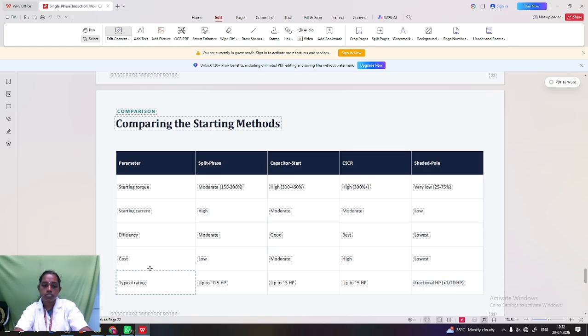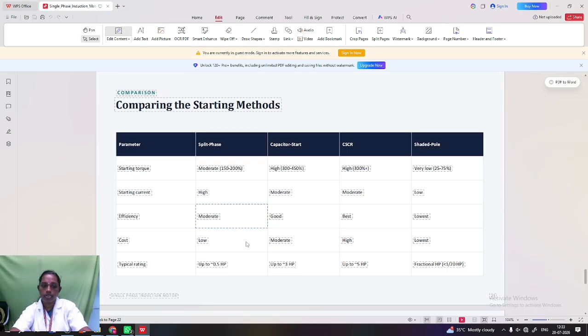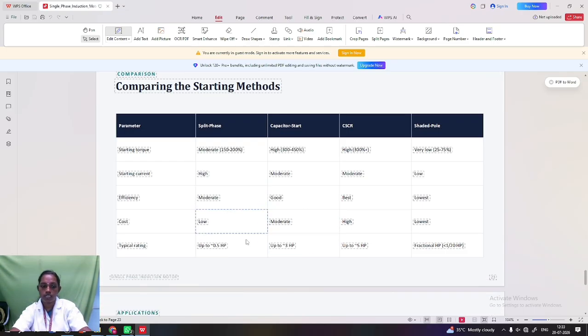Cost: the cost is very low in the shaded pole, low in the split phase, moderate in the capacitor start, but high in the capacitor start, capacitor run induction motor. Efficiency: comparing these four methods, the best efficiency is obtained from the capacitor start, capacitor run induction motor. Starting current: the starting current is high in the split phase induction motor and low in the shaded pole induction motor. This table gives the comparison of various starting methods under starting torque, starting current, efficiency, cost and typical rating.